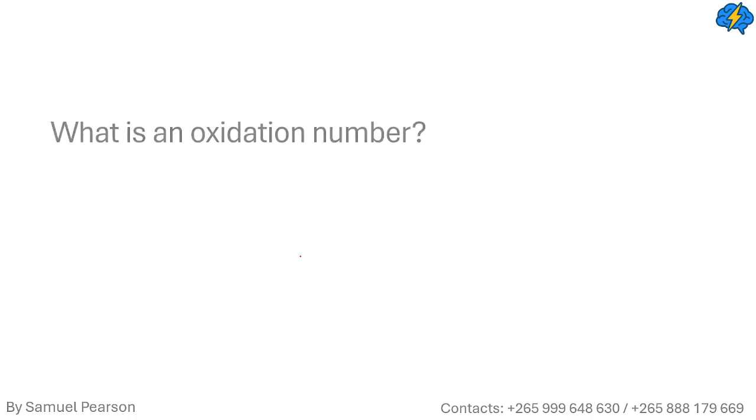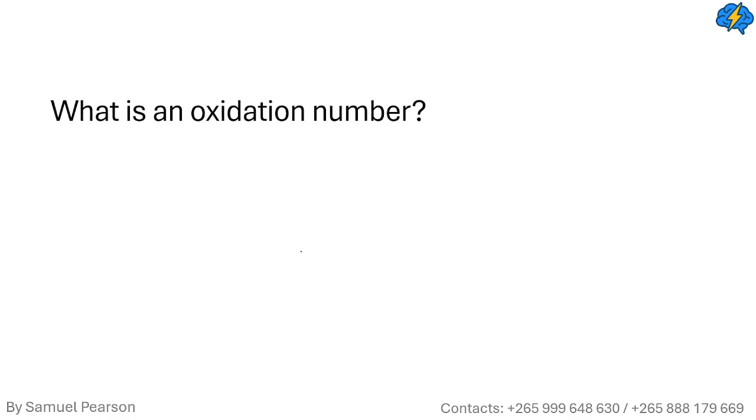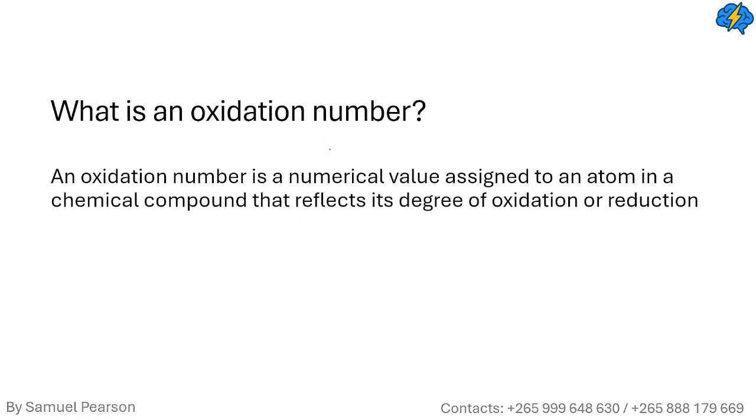So let's start by defining oxidation number. What is an oxidation number? The term oxidation number refers to a numerical value assigned to an atom in a chemical compound that reflects its degree of oxidation or reduction.